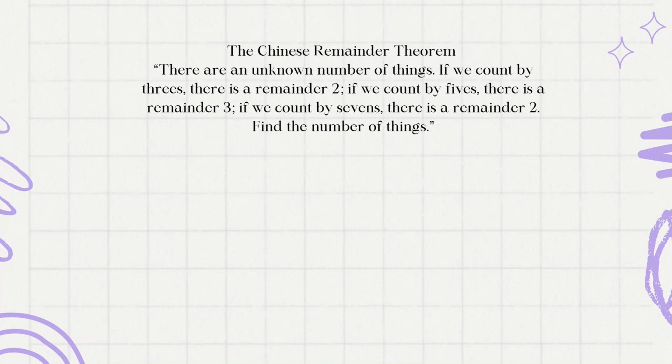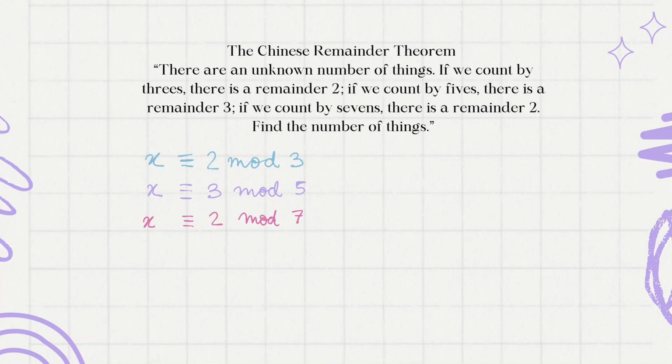So let's go. The question goes like this: if there are an unknown number of things, if we count by threes, there is a remainder two. If we count by fives, there is a remainder three, and if we count by sevens, there is a remainder two. This means that, letting the unknown number of things be x, when we divide by three we get a remainder two. So x is congruent to 2 mod 3. Similarly, x is congruent to 3 mod 5, and x is congruent to 2 mod 7.